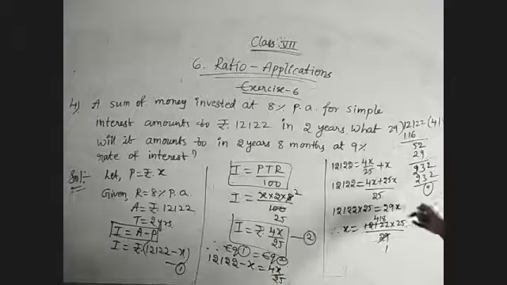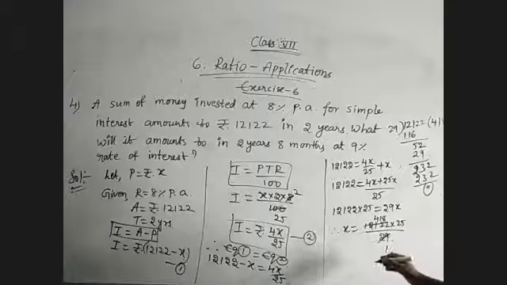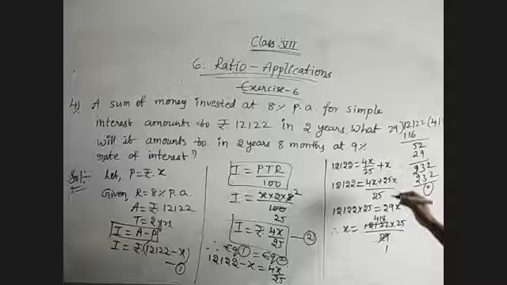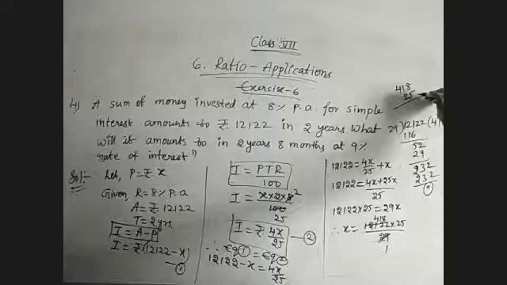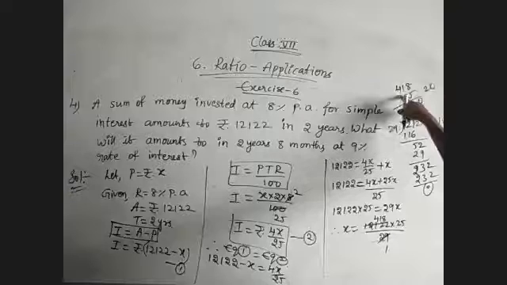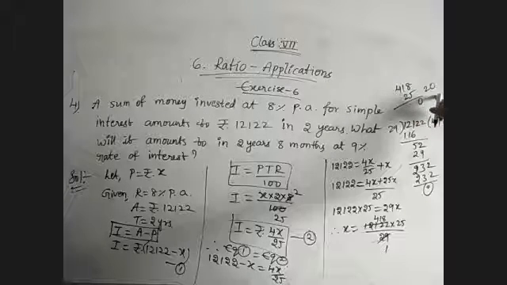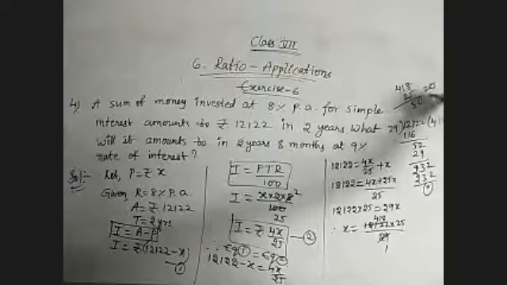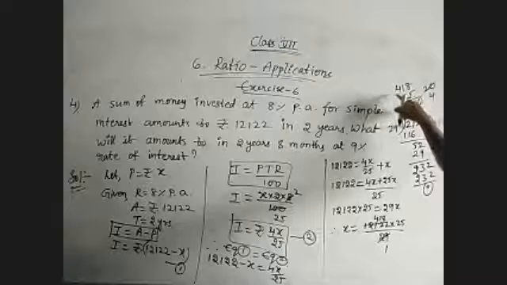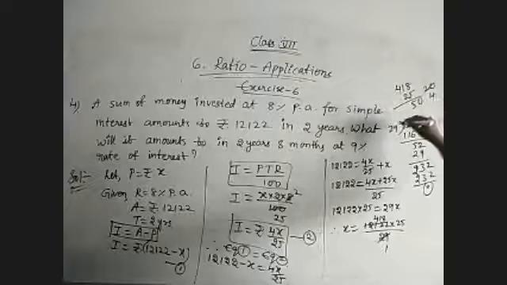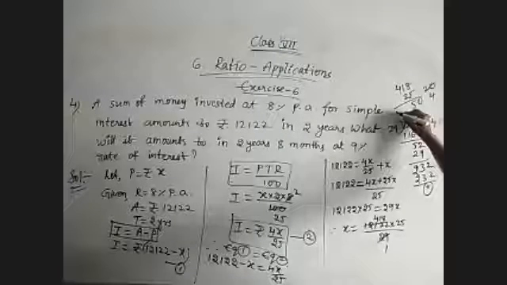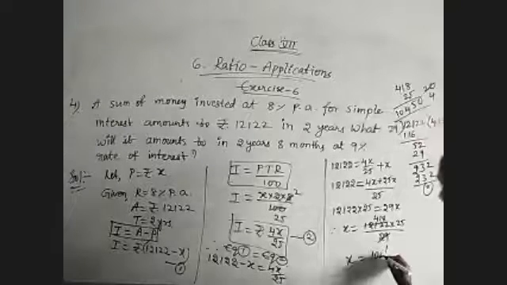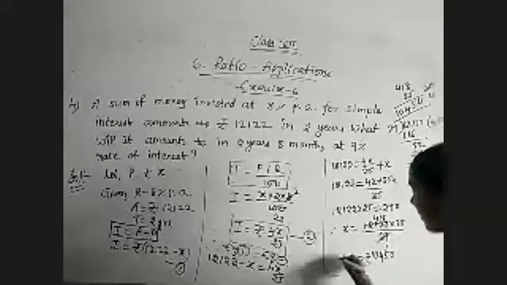Then 418 into 25 will be the principal. So 25 8s are 200, 25 ones are 25, 25 plus 20 is 45, 4 is there. 25 fours are 100, 100 plus 4 is 104. So 10,450 rupees will be the principal.